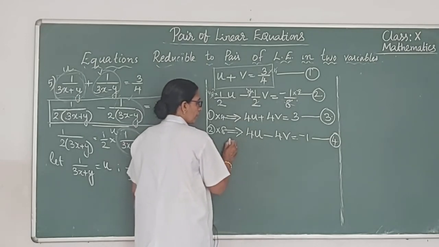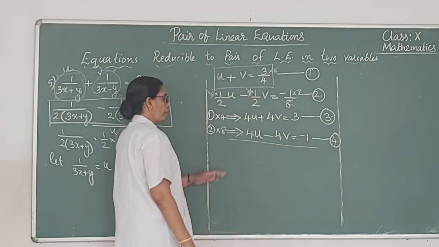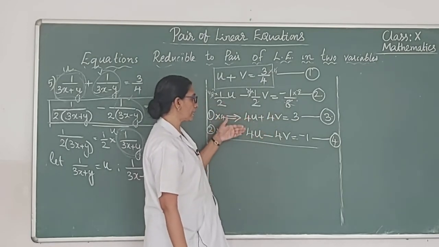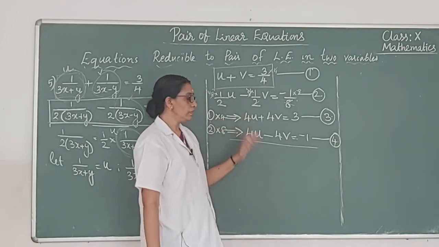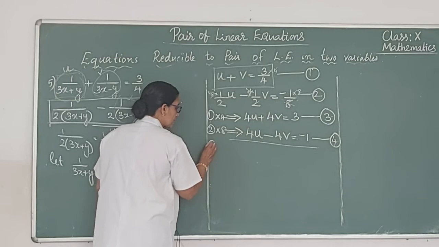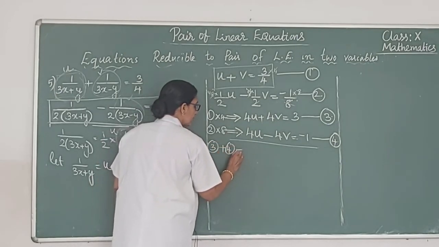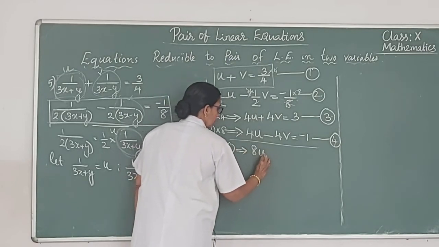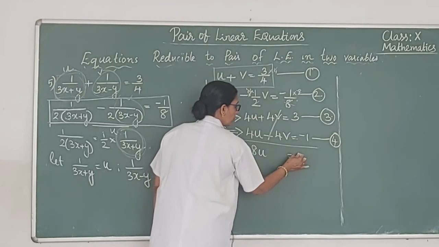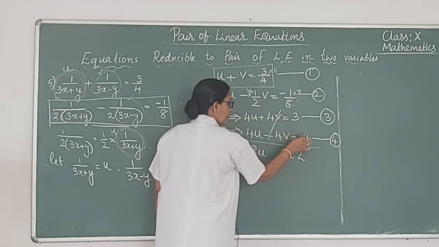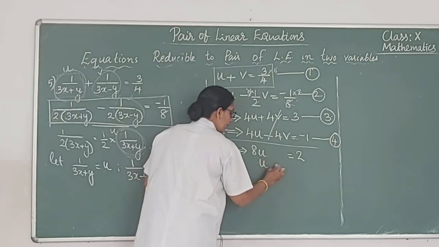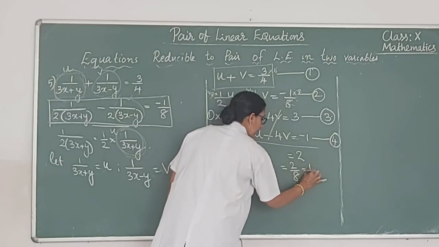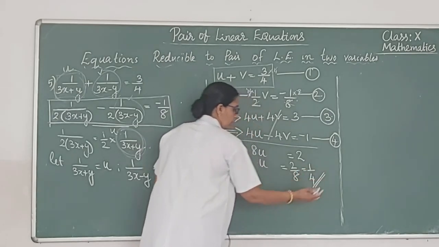Okay children. So what we can do? If you are adding, you can eliminate v term, and if you are subtracting, you can eliminate u term. So here I am going to add equation 3 plus equation 4 gives 8u, this will eliminate, equal to 2. 3 plus minus 1, 2. So u is equal to, what is it? 2 by 8, that is 1 by 4. Value of u is 1 by 4.